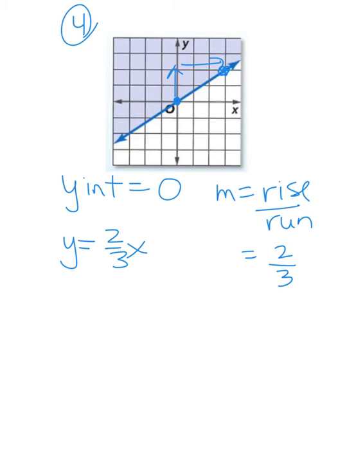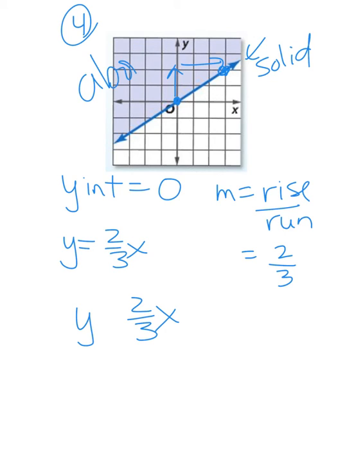Now I just have to figure out what my inequality symbol is. So I have y, and I have 2/3 x. I notice that I have a solid line. I also shaded above. So that symbol will be greater than or equal to. So I have y is greater than or equal to 2/3 x.